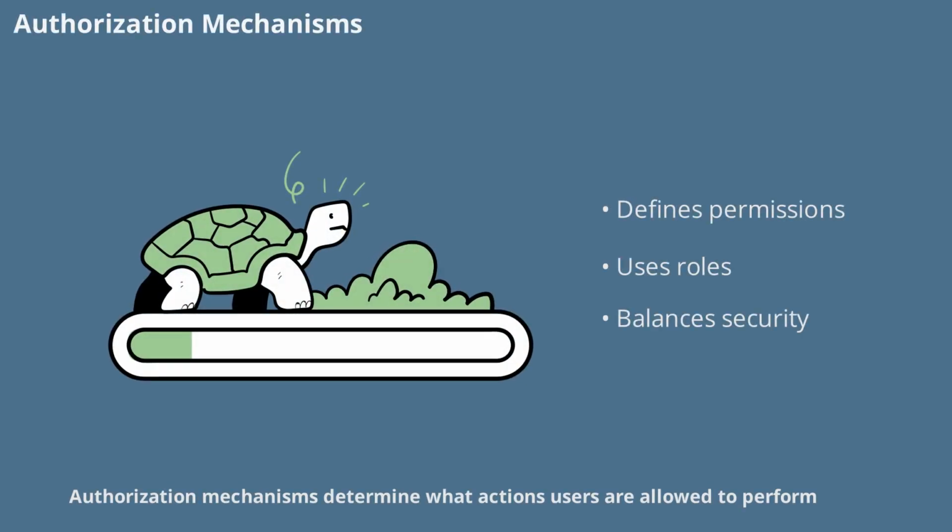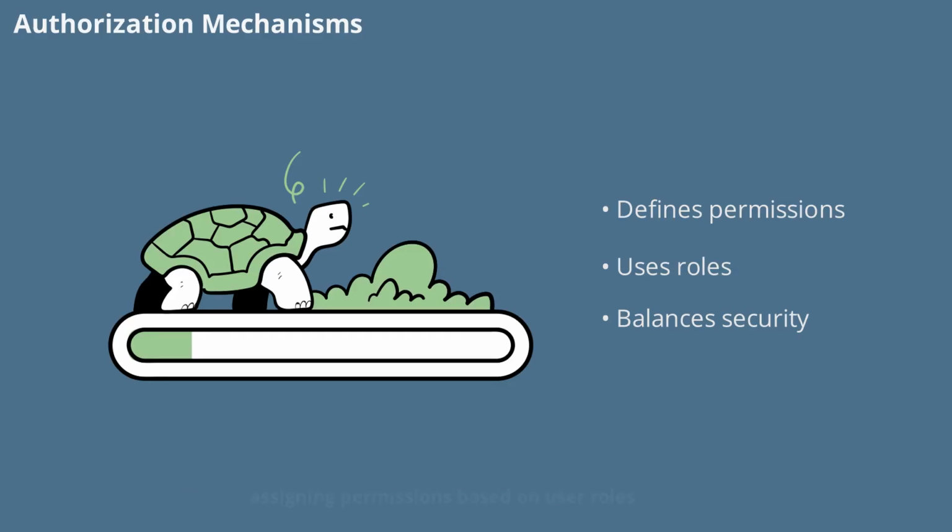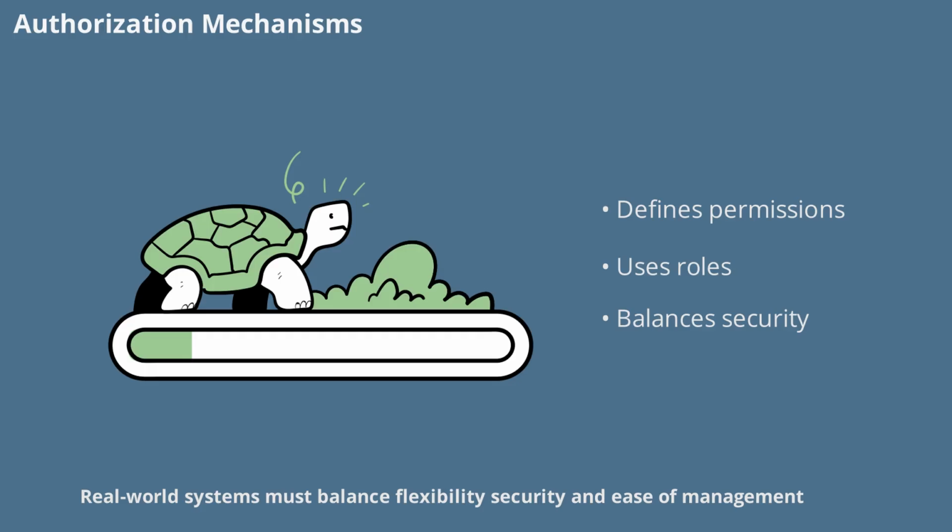Authorization mechanisms determine what actions users are allowed to perform. Role-based access control, RBAC, is a common approach, assigning permissions based on user roles. Real-world systems must balance flexibility, security, and ease of management.